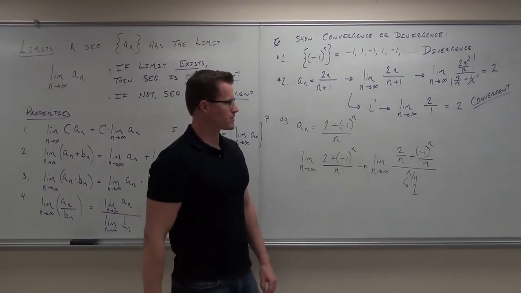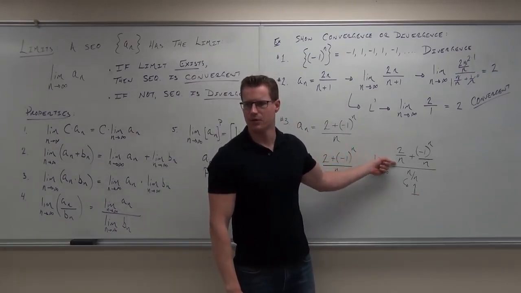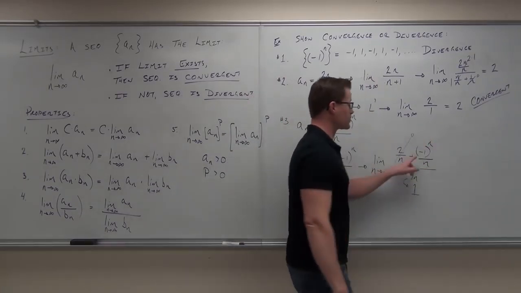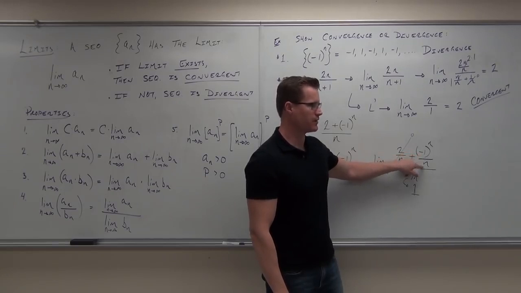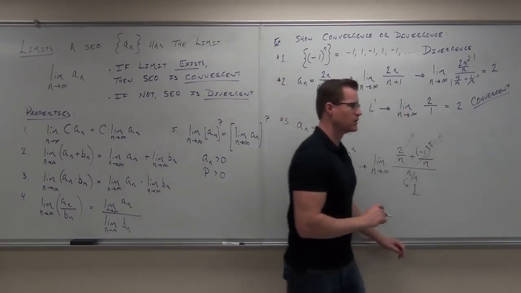Now let's think about this. How much is 2 over n as n approaches infinity? 0. This whole thing's 0. Now, how about this one? What's negative 1 to the n over n as n approaches infinity? This is also 0. I don't care what that is, whether it's 1 or negative 1. If I divide it by infinity, it's going to be 0. Does that make sense to you?